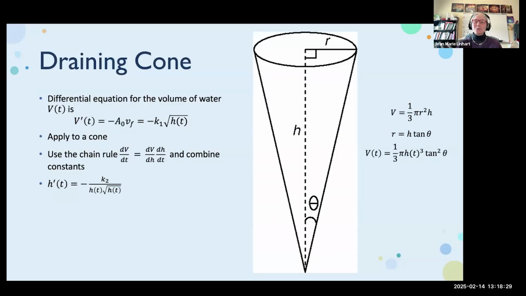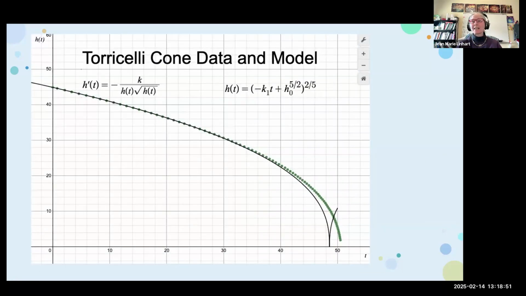Second day, we drain a cone. Same idea as before, same equations. And again, we get to use my favorite rule of them all, the chain rule. dv dt is dv dh times dh dt. You'll notice from the equation for the volume of a cone that we have a little more dependence on h. We get a slightly more complicated differential equation, and we try to match that to the data. And now it doesn't match quite so well. If we match these early data points, we have a lovely model that does not match at the end.